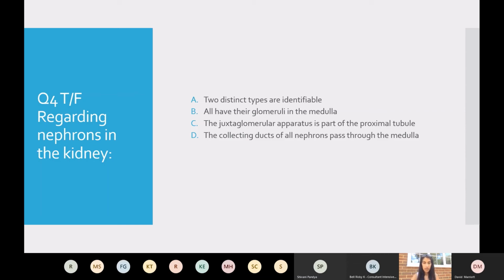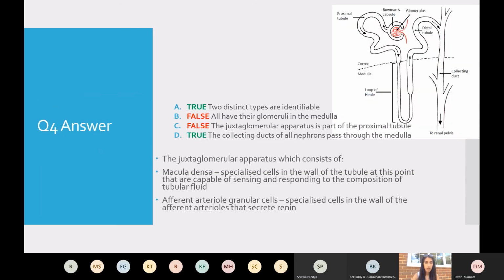Most people have answered, so go to the answer. Here's the diagram of the division between the cortex and the medulla, and there are two types of nephrons, cortical and juxtamedullary. Cortical is about 90%, and the other 10% are juxtamedullary nephrons.